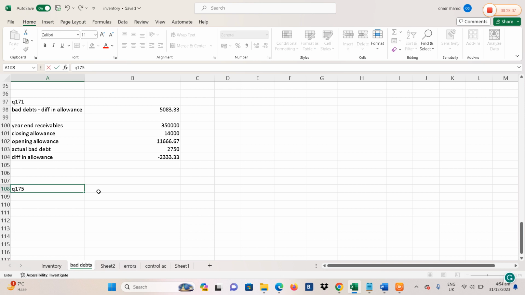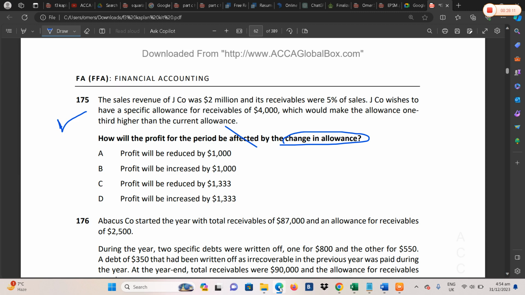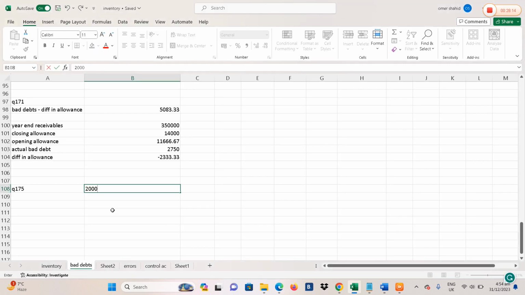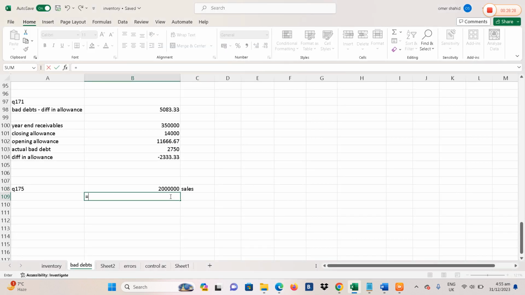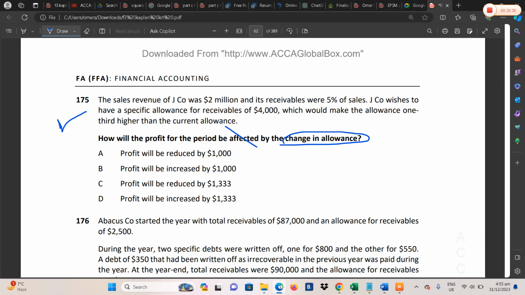Question 175. Sales revenue was 2 million. This means these were our sales. And our receivables were how much? 5% of the sales. These are our receivables. Then it says that J company wishes to have a specific allowance for receivable of 4,000, which would make the allowance one third higher than the current allowance. So this 4,000 is one third higher than the current allowance. Now what does this mean?